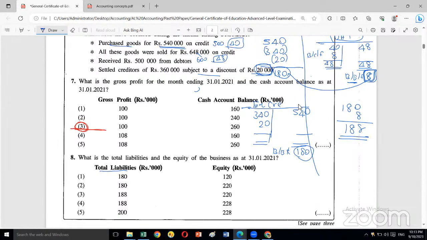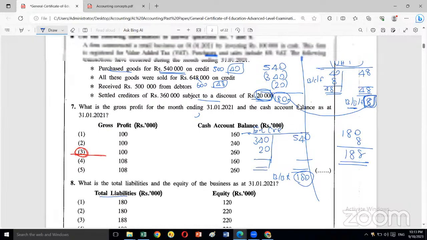After that, we'll see how much is the equity. You know very well, equity is capital plus net profit. Simply we can use that equation. So here the capital is 100,000. So here the net profit is how much? Can anyone say how much is the net profit?